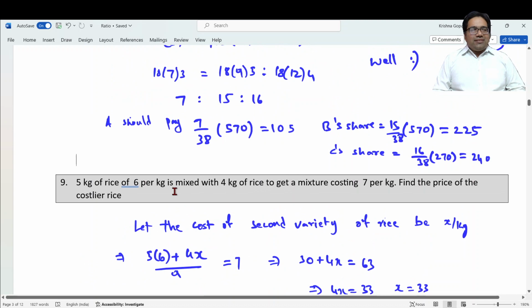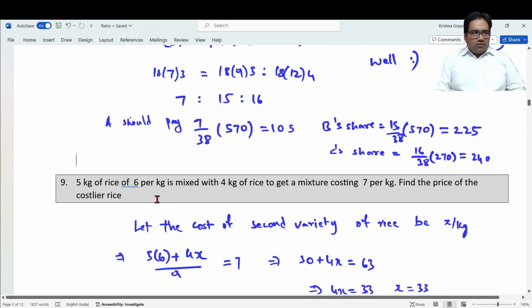Next one. 5 kgs of rice, 6 rupees per kilo, is mixed with 4 kgs of rice. We don't know the rate of this one. To get a mixture costing 7 per kg. Okay, find the price of the costlier one. We don't know which is the costlier one. Let's see, okay, what do we do?